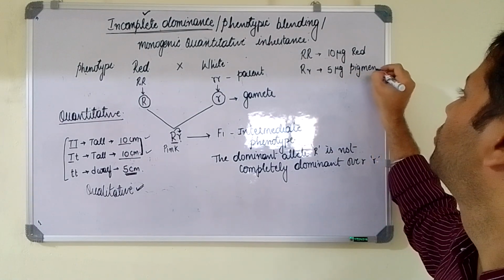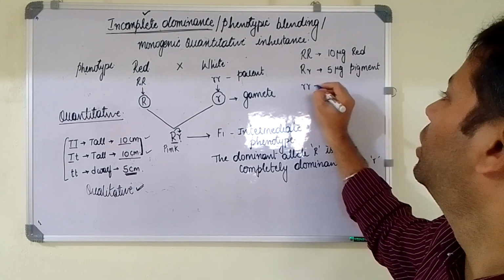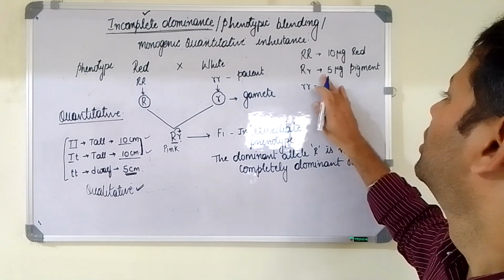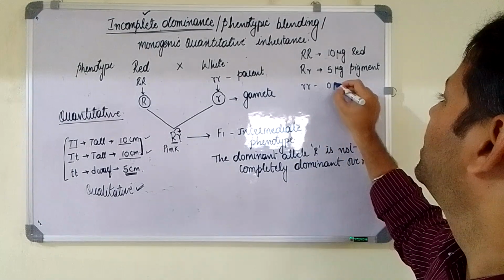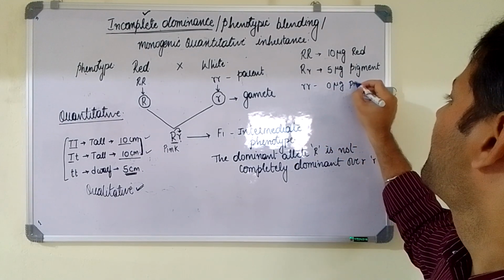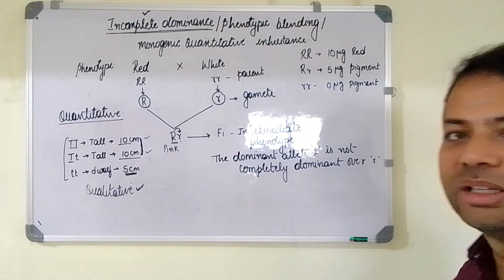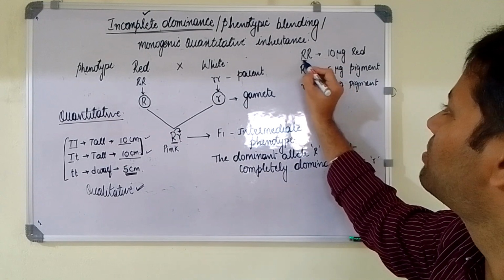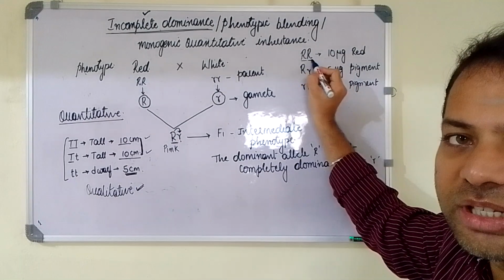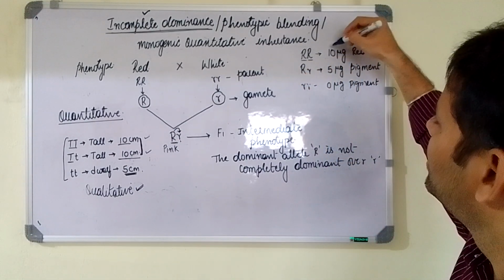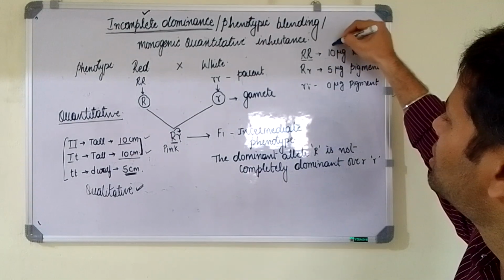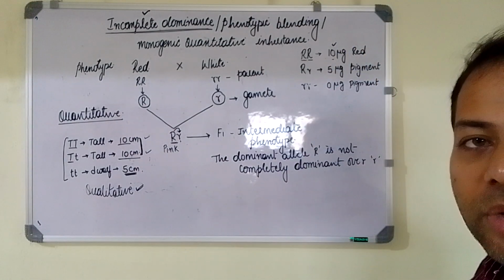5 micrograms of the pigment. Let us take small r, which is not producing any red color pigment. So now if you look at this, two dominant alleles are present here, and when both dominant alleles are present, we are getting 10 micrograms of the pigment.